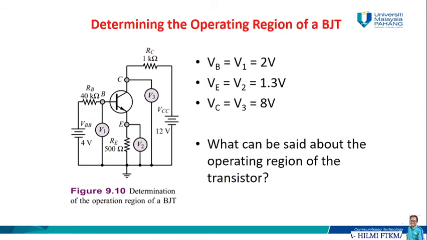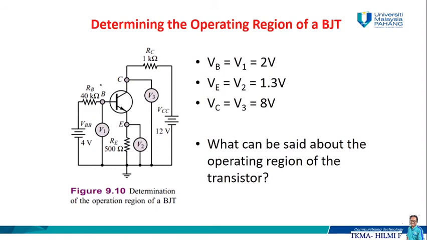We are going to have 4 volt for VBB, the voltage at the base, and then we also have the 12 volt voltage at VCC. Then we have a load of 40 kilo ohm at the base, 500 ohm at the emitter and 1 kilo ohm at the collector. And then we have voltmeters attached in parallel: V1 at the base, V2 at the emitter and V3 at the collector. We are given that VB equal to V1 equal to 2 volt.